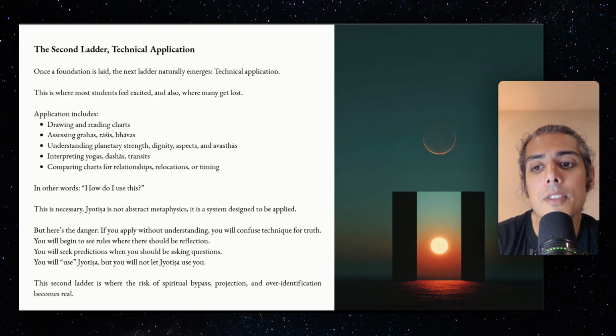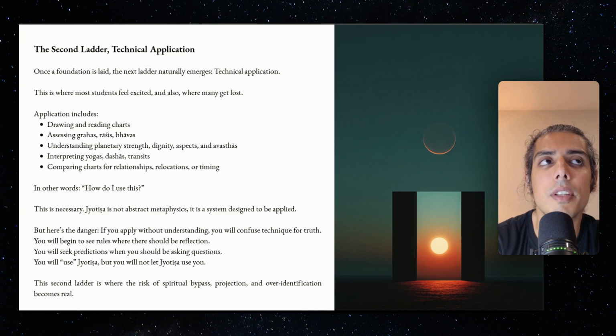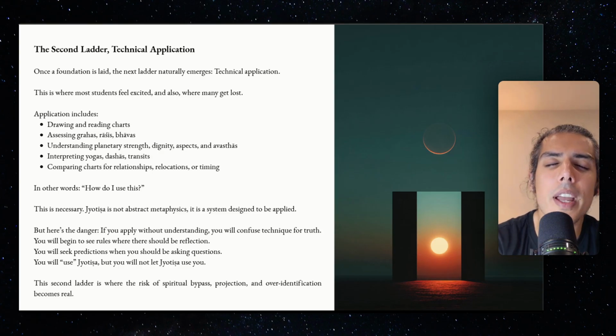So the second ladder is where the risk of spiritual bypassing lies, which is a lot of narcissistic manipulation in subtle arts. Spiritual ego is one of the biggest dangers, as the masters say. Projection, over-identification becomes real. So we don't want to ever see Jyotish as something spiritual. It's just a metaphysics of earth.